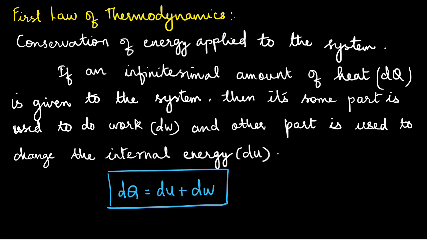You can also write dW as PdV here, and you can get dU is equal to dQ minus PdV, an important relation. You have to remember all these relations, and you have to choose what kind of relation to be used to solve a problem.